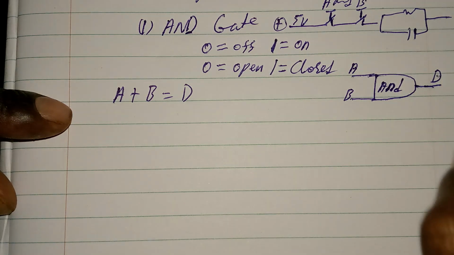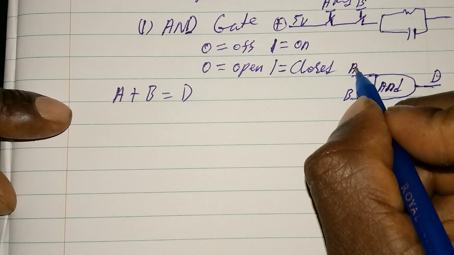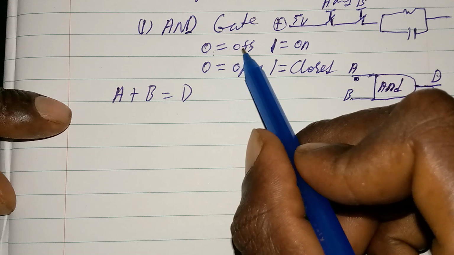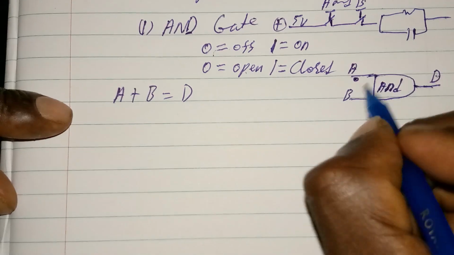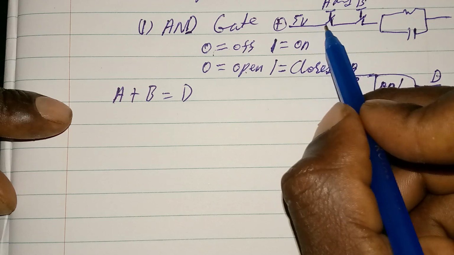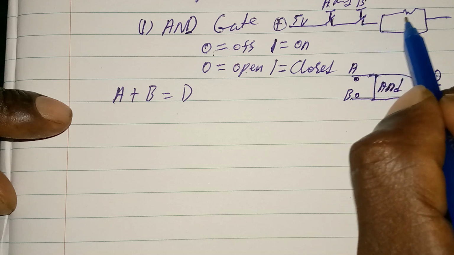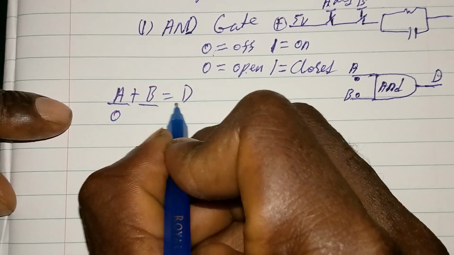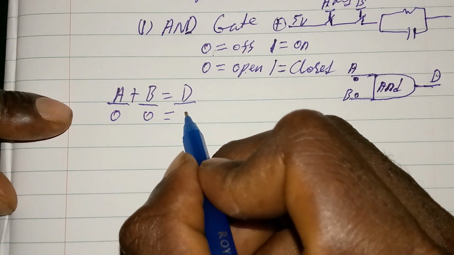So now, if a voltage is being applied here and this key A is 0, you know that 0 here is actually open or it is off. And also this other circuit is also open, just like here. If the A switch is open and the B switch is open, then there is going to be no current. So if we have the A here open and the B switch also open, then the output is going to be 0.